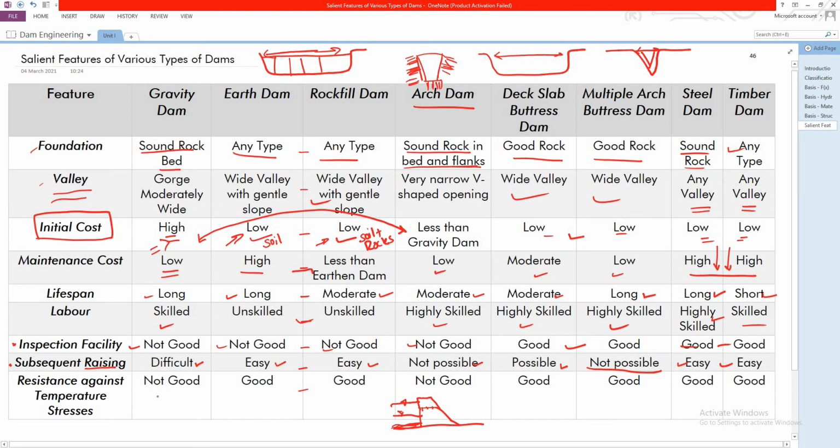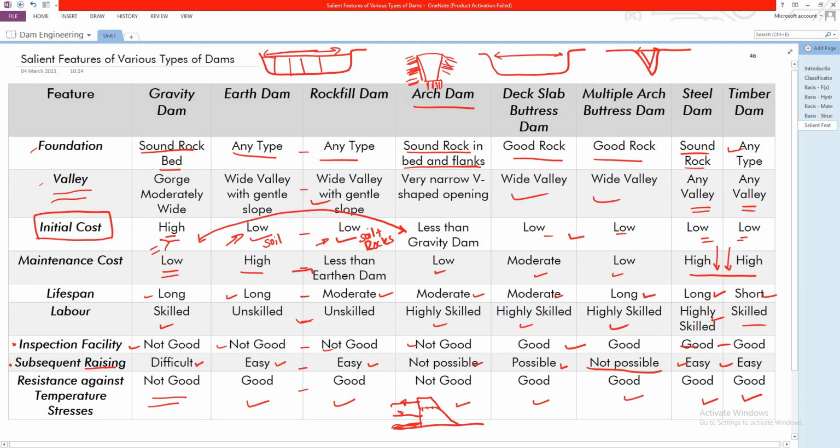And finally, whether our dam can resist the temperature stresses induced in it. So in case of gravity dam, it is not good. It has no good resistance against temperature stresses, which is expansion or contraction. Earthen dam, it can easily take the temperature stresses. Same goes with rockfill dam. In case of arch dam, again, just like gravity dam, it is not good. In case of deck type buttress dam, it is good. Same goes with multiple arch type buttress dam. And similarly for steel and timber dam, the sustenance against the temperature stresses, whether it is expansion, whether it is contraction, it is good. So these were the salient features of various types of dam.